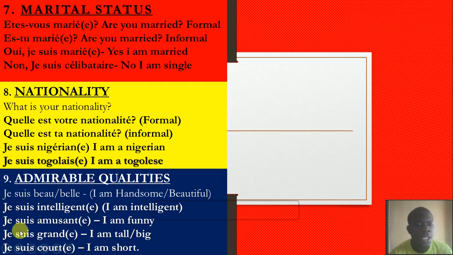You say je suis amusant. For a boy now, we say je suis amusant. I am funny. While a girl will say je suis amusante. Je suis amusante. I am funny.